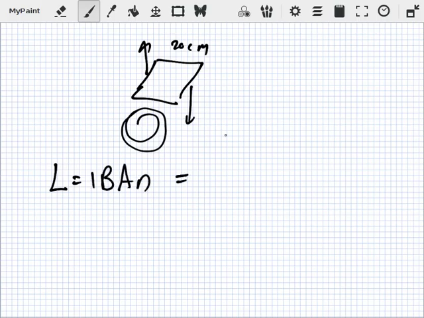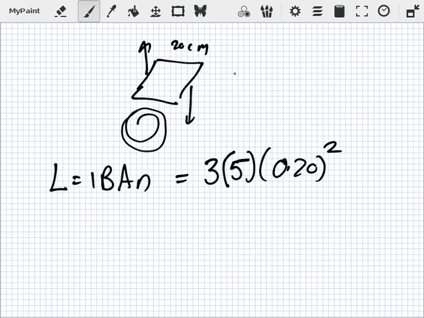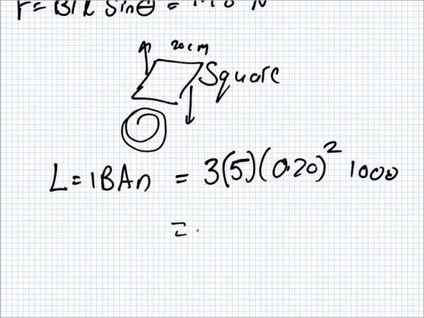What's the I in this question, please? The current? 3. The B? 5 Tesla. The area is 0.20 squared because I said it's a square. And the N is 1,000. Does anyone remember the unit for turning force? Newton meter, yeah.